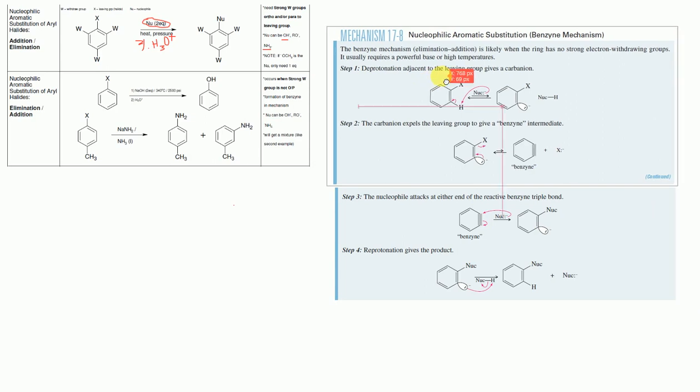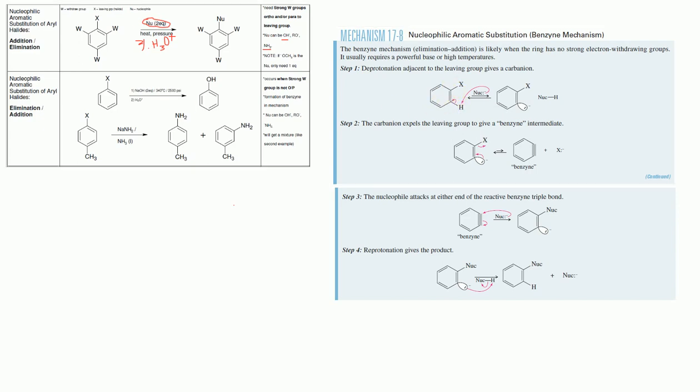And what happens in this reaction? If anyone can notice by now, what's the difference between this reaction and the last one? The key difference is that this one has no withdrawing groups on the benzene ring. So basically, we're trying to perform a nucleophilic aromatic substitution, but I don't have the withdrawing groups that allow me to delocalize that charge and make a stable structure.